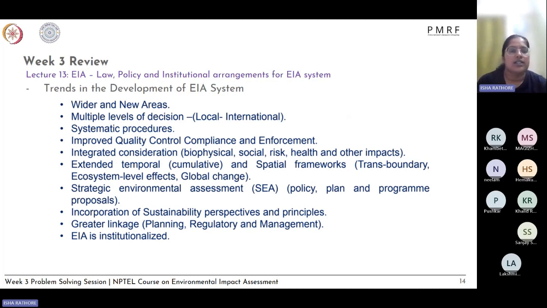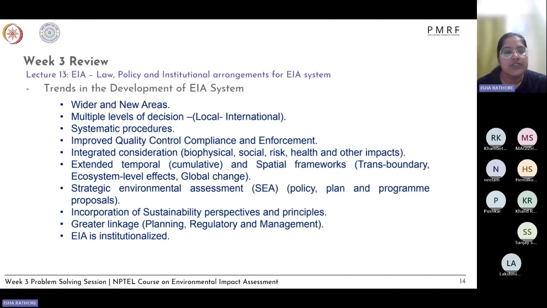That is, you have systems where you can do a local EIA, and then if it's a transboundary context, you have to do an international sort of decision making and policies which affect these things. So multiple levels of decisions are involved now. Then we have systematic procedures coming into play, improved quality control, compliance, and enforcement, and how different integration considerations are made, that is, in terms of biophysical features, social risk, health, and other aspects. All of these are considered now. We also have extended temporal, that is, total or cumulative effect, and spatial framework. So if it's transboundary, ecosystem level effects, global change, all of these are now incorporated when you do an EIA study.